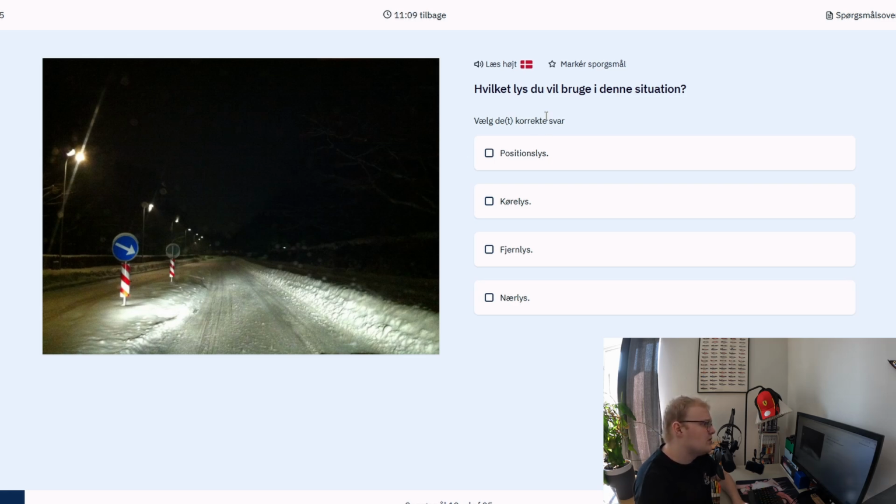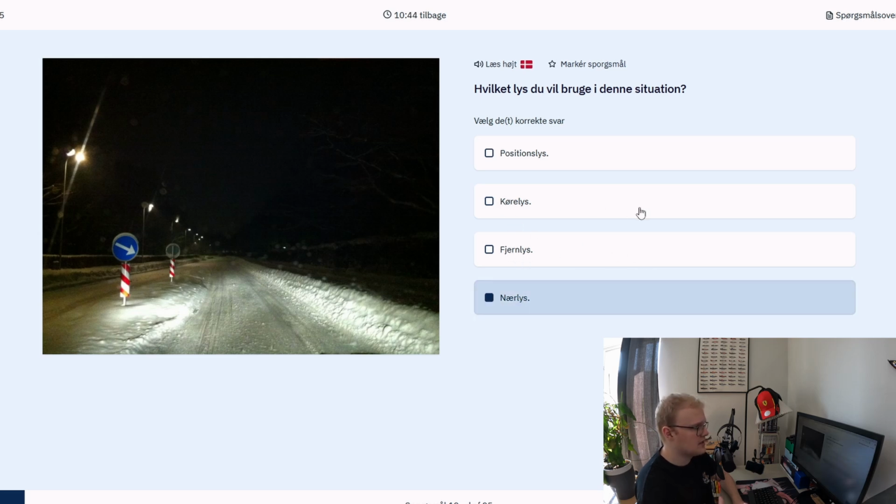What lights will you use in this situation? Okay, so there is overhead lighting here. It's not very good, but it is there. So there's no reason to use high beams. It is dark, so you have to turn on the lights. I don't know what it's called. Running lights? I don't know. It's just your normal lights. And that's this one. This is high beams. This is driving lights, just like running lights. And this is position lights.